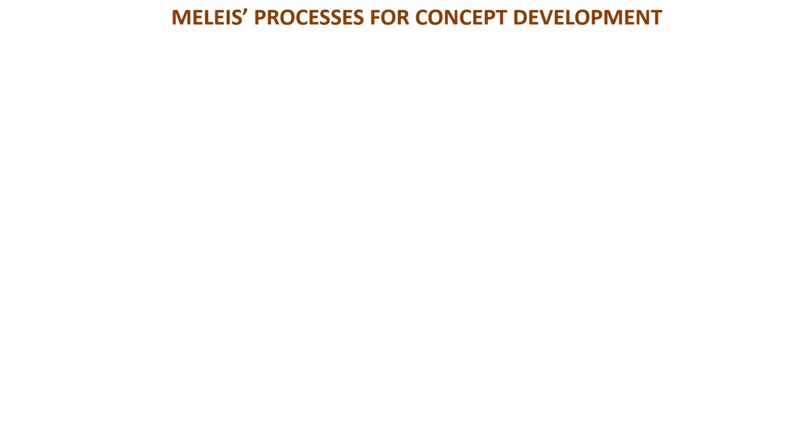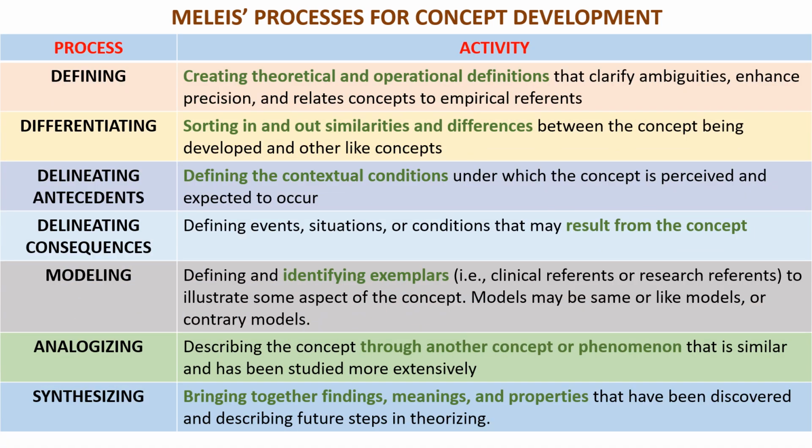Mellis's process for concept development. So strategies are different. Now the steps or processes are different. Now we are seeing Mellis's process for concept development. There are certain processes in concept development, starting with defining. We have to first define the concept. Then we have to differentiate. Then we have to delineate the antecedents. Then delineating the consequences. We need to do modeling, analoging, and the last one is synthesizing.